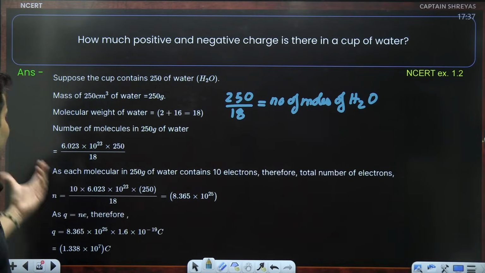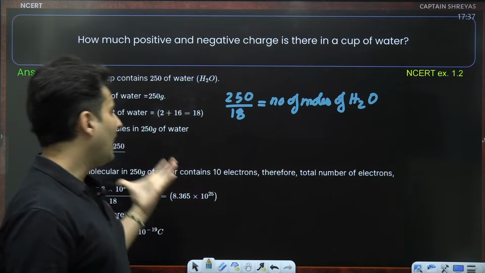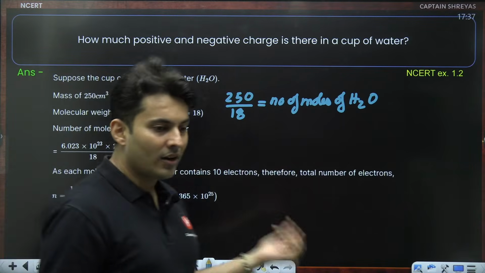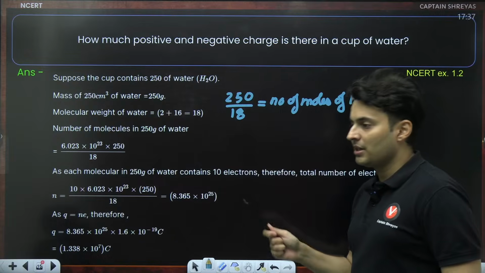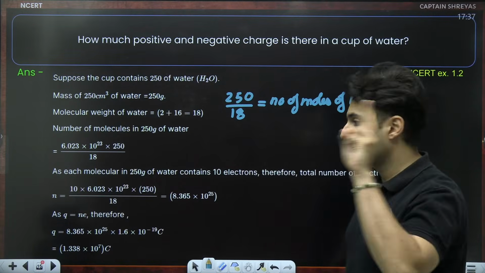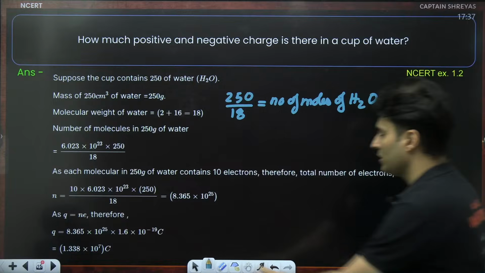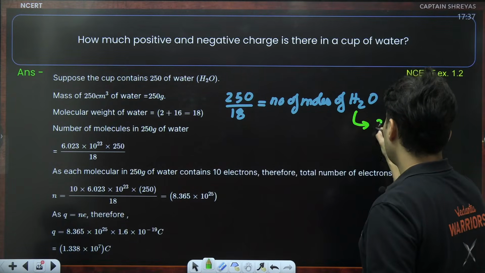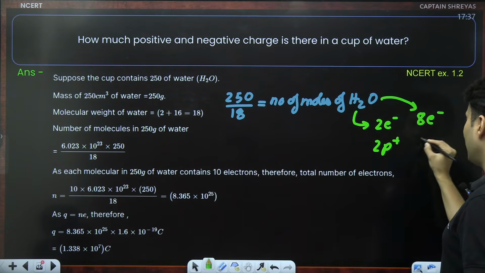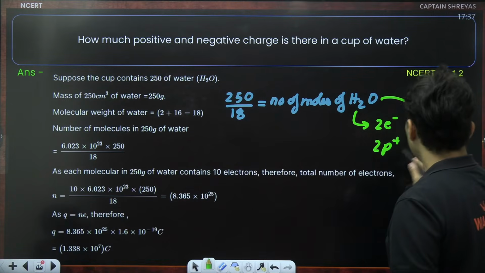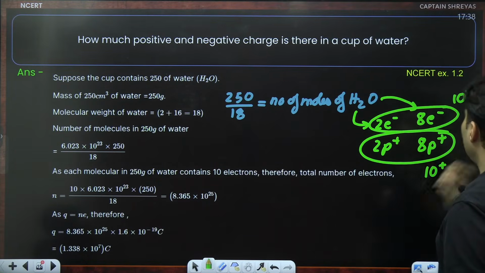What do you do with that? Well, each molecule of water, H2O, will have 10 electrons. Think about it. Why? Oxygen, guys, atomic number 8, right? And hydrogen, atomic number 1. So H2O. There are 2 electrons in those 2 hydrogens and 8 electrons in that oxygen. So I would say 2 electrons and 2 protons from the hydrogens, and from oxygen, you will get 8 electrons and 8 protons. So if you see totally, there are 10 positive charges and 10 negative charges.